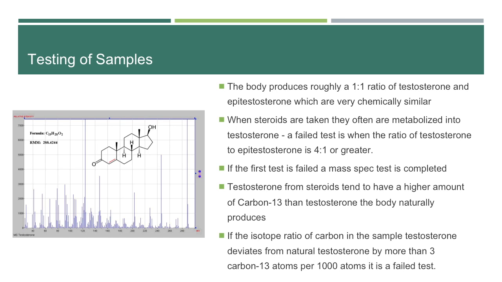After a failed first test, a second confirmation test is used using carbon mass spectrometry. Testosterone is naturally produced by the body with a ratio of carbon-13 to carbon-12 that is smaller than what naturally occurs on Earth. So when an athlete takes steroids, the amount of carbon-13 in the testosterone actually increases. Mass spectrometry is then used to see the amount of carbon-13 that will appear in the sample. If the ratio of the carbon in testosterone deviates from the natural testosterone levels by more than 3 carbon-13 atoms per 1,000, it is a failed drug test, indicating that the athlete used steroids.